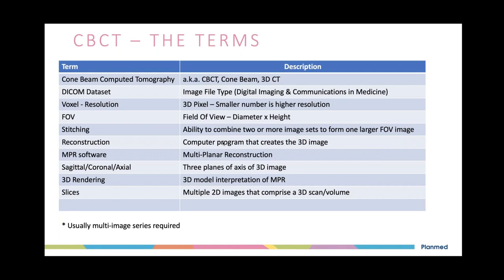And again, we already talked about the three planes of axis of a 3D image. The 3D rendering is that 3D model interpretation of the multi-planes of the 3D X-rays. And then you have the slices, which is the ability to slice through the various planes of the image and look at it from different slices going through that image from any of those planes of axis.